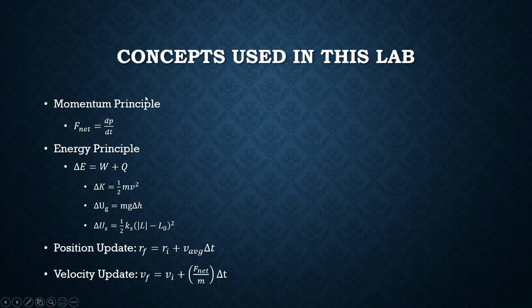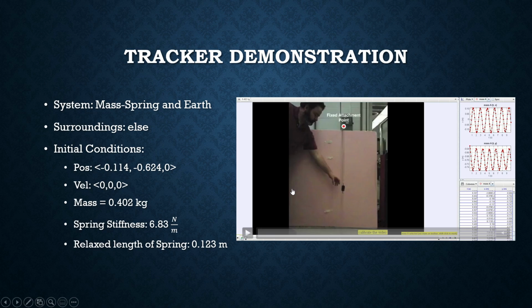Concepts used in this lab: we have the momentum principle, which is F net is equal to change in momentum over change in time. The energy principle: change in energy is equal to work done on the system plus heat transfers in the system. And for our lab today, we have three different energies that we account for: kinetic, change in gravitational potential, and spring potential. The equations for them are given right here as well. And also two other relevant equations for this lab are the position update and the velocity update formulas right there.